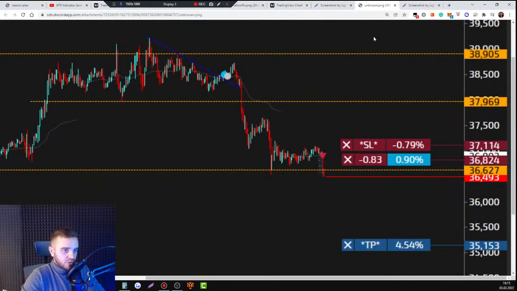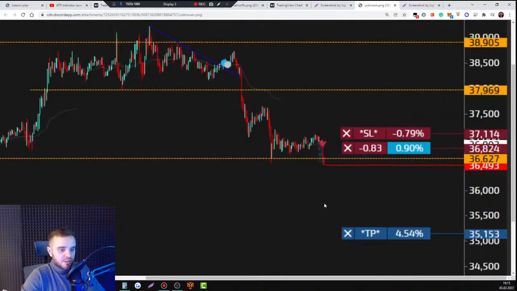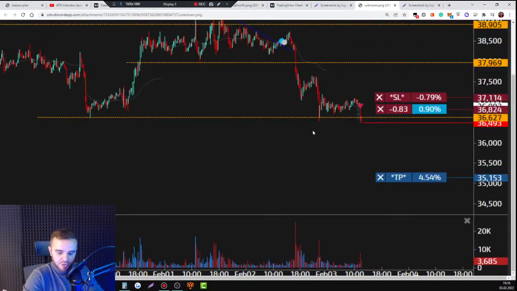That's how short works. In what cases do you lose money? If price moves against you, price moves higher, you lose money because you need more money to buy back your position. That's how short and long work on futures and leverage positions.